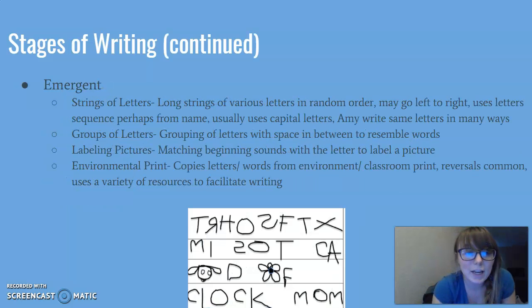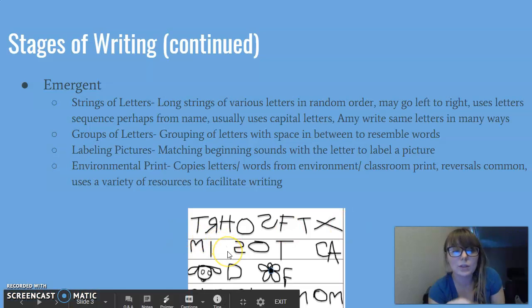Going on to the next stage, this is split into 4 subcategories. Again, that stage is emergent. The very first subcategory is string of letters, so that's the very top one. Long strings of various letters in random orders may go left to right to use a letter sequence, perhaps from their name. That's very common. And then usually they write in capital letters.